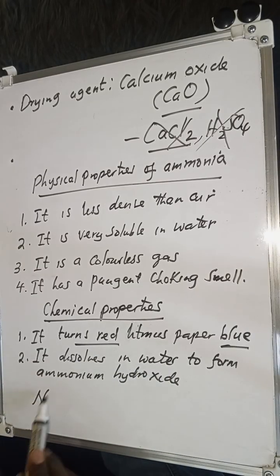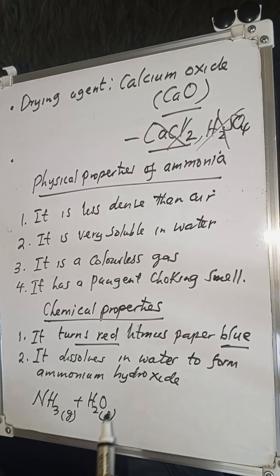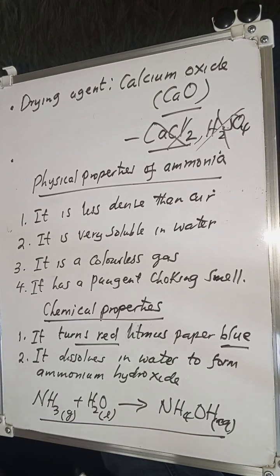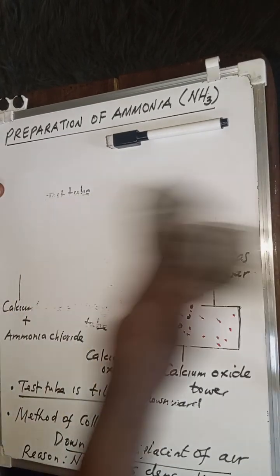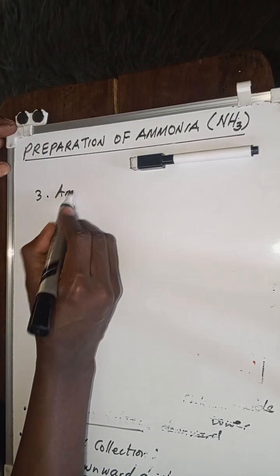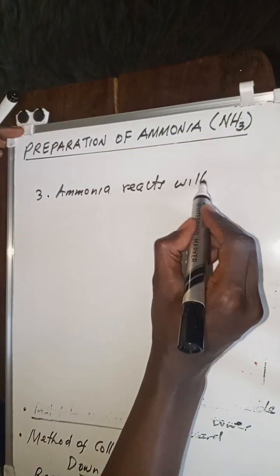We can write that reaction. So when ammonia, NH3, which is in gaseous form, reacts with H2O in liquid form, it produces ammonium hydroxide, which is aqueous. No wonder ammonia cannot be passed through water, because it will dissolve to form ammonium hydroxide. Another chemical property that we can talk about, let it be the third one. You need to understand that ammonia reacts with hydrogen chloride.